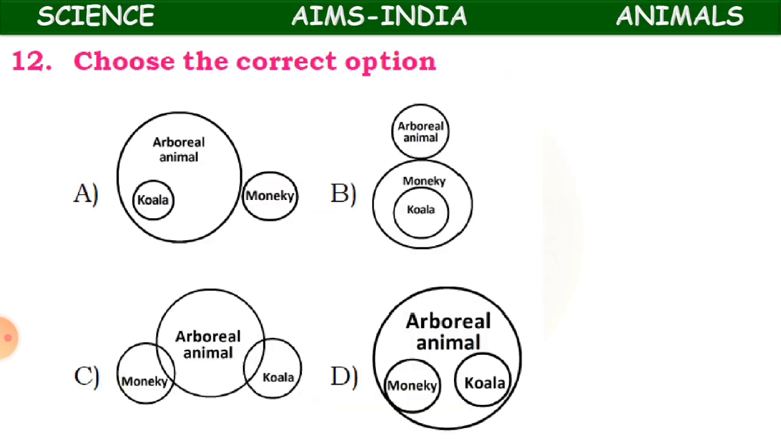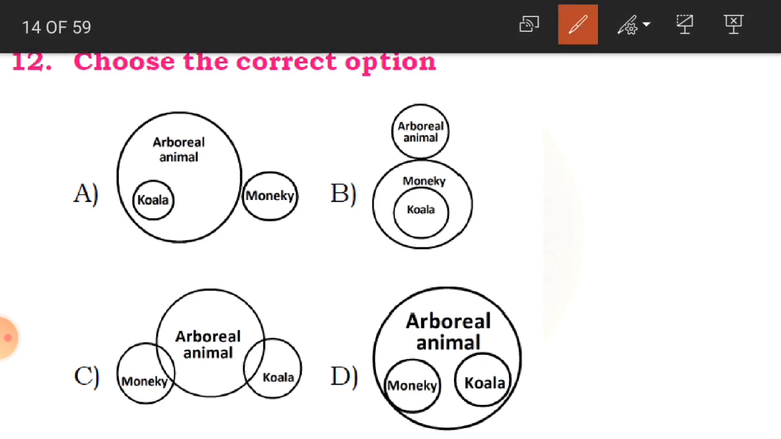Now, the other question, choose the correct option. Now, are you familiar with this type of diagrams, children? We call them Venn diagrams. We call them Venn diagrams. So, here you can see a circle. In the circle, again you can see inside the circle a small circle.